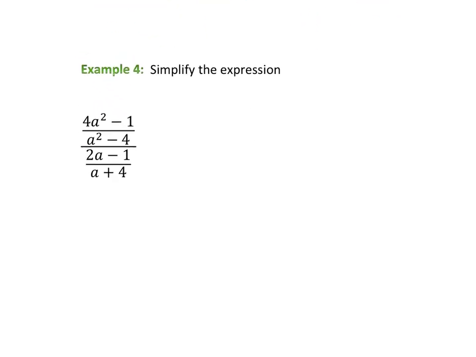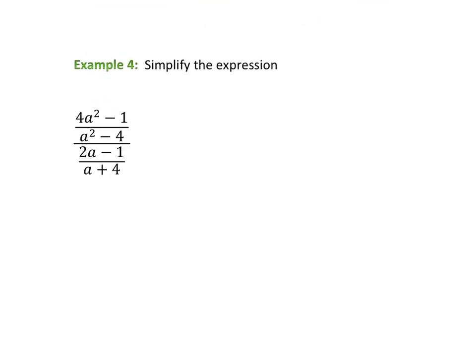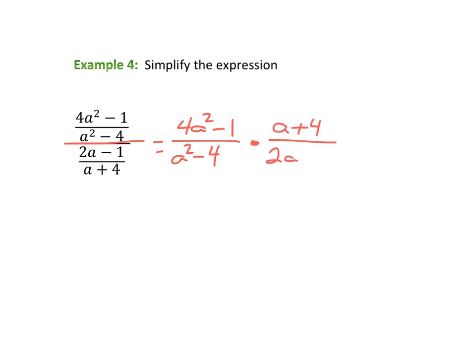And the final one is a complex fraction here. But either way, the middle fraction bar can be treated as a division sign. You just go through and do it like that. So 4a squared minus 1 over a squared minus 4. Keep, change to multiplication, and flip the second fraction. Once you do keep, change, flip, factor everything and see if anything cancels.